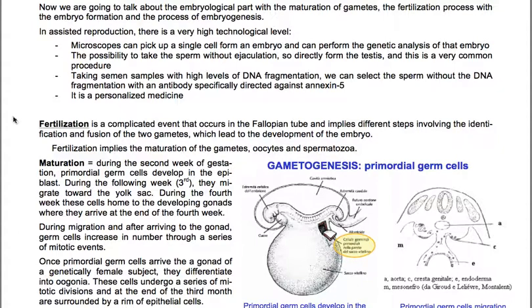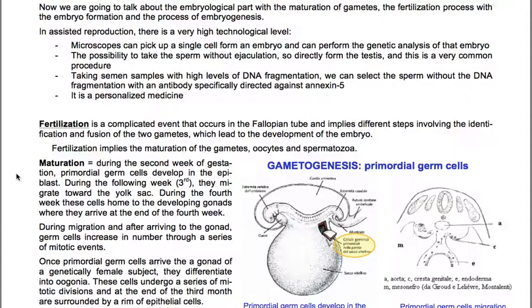Maturation: during the second week of gestation, primordial germ cells develop in the epiblast. During the following week, the third, they migrate towards the yolk sac. During the fourth week, these cells home to the developing gonads, where they arrive at the end of the fourth week. During migration and after arriving to the gonad, germ cells increase in number through a series of mitotic events.